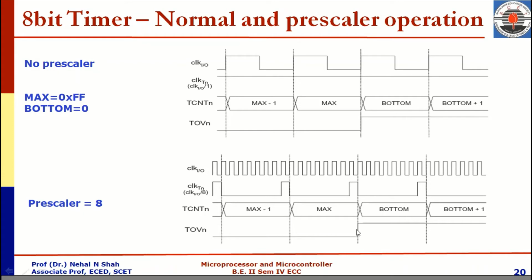The same process is used with prescaler also, but there will be a difference in clock signal with prescaler. Let us assume that the original CPU clock is applied over here. When we say that prescaler is 8, then the original clock will be divided by 8, and that clock, that is CPU clock divided by 8, is given to the timer unit. So suppose the original CPU clock is 8 megahertz, then timer clock will be 1 megahertz.